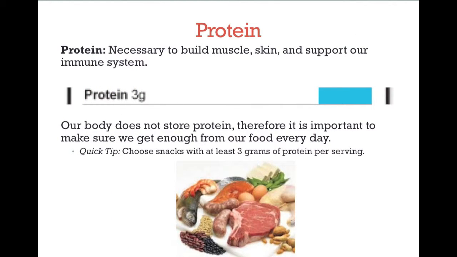Next on the list is protein. You might have heard that protein is necessary to build muscle, skin, and support our immune system. Remember, our body does not store protein. Therefore, it is important to make sure we get enough from our food every single day. For a quick tip, choose snacks with at least 3 grams of protein per serving.